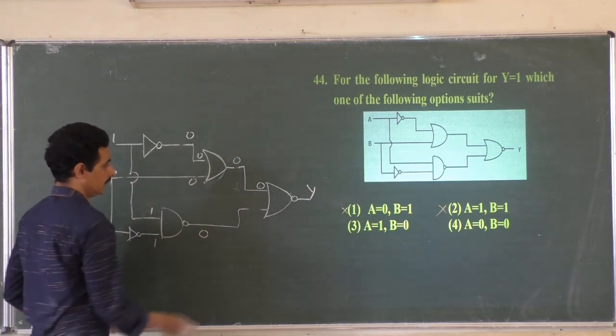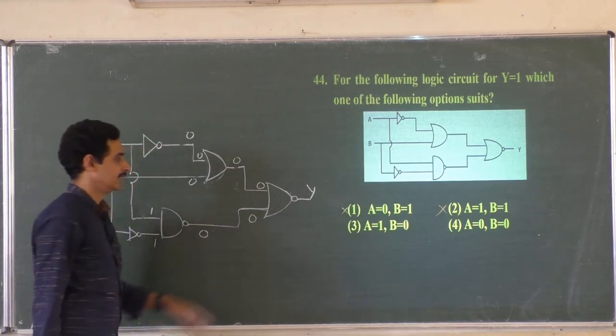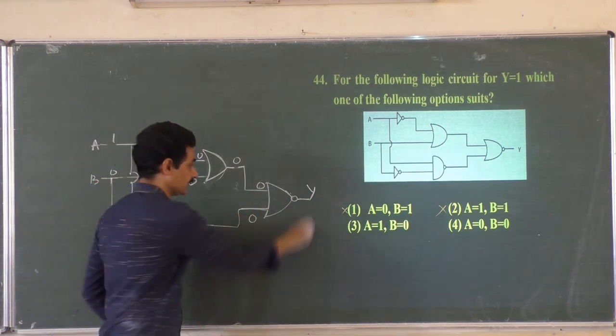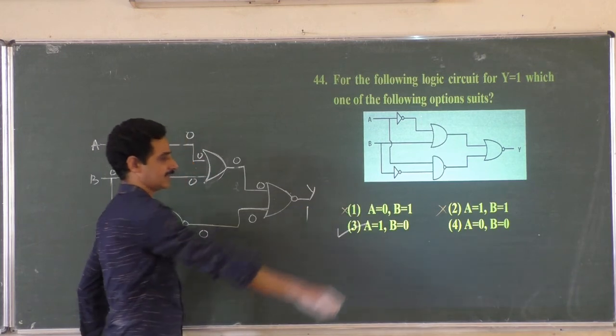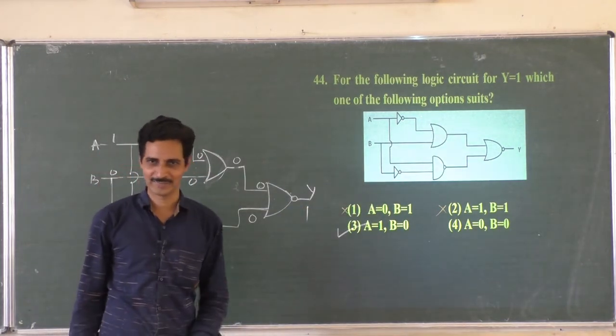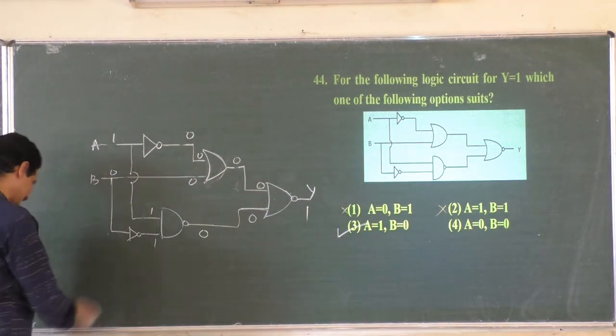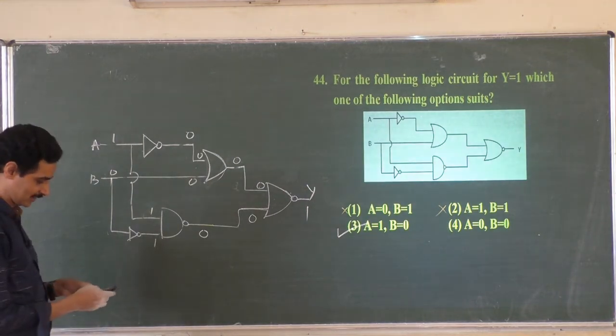But NAND, 0, 0. Got it. OR gate output is 0, NOR is 1. The third one is the correct answer. The last one, we check it yourself, right? I don't do that. Okay, shall we move on? The last question.